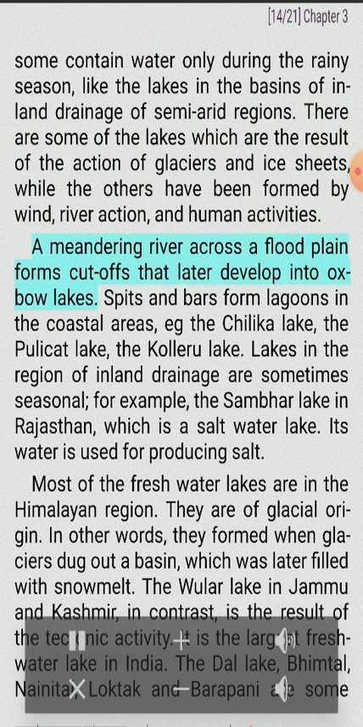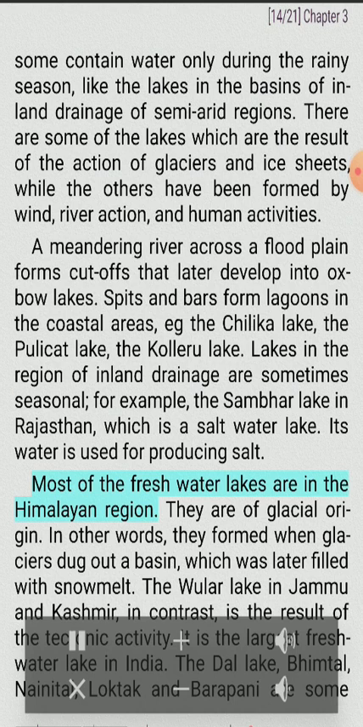A meandering river across a floodplain forms cutoffs that later develop into oxbow lakes. Spits and bars form lagoons in the coastal areas, e.g. the Chilika Lake, the Pulicat Lake, the Kolleru Lake. Lakes in the region of inland drainage are sometimes seasonal. For example, the Sambhar Lake in Rajasthan, which is a salt water lake. Its water is used for producing salt.